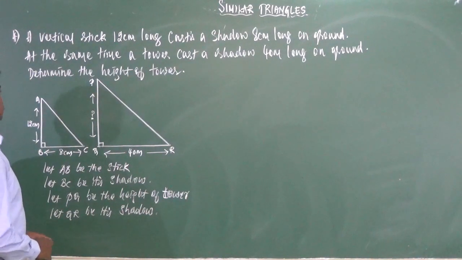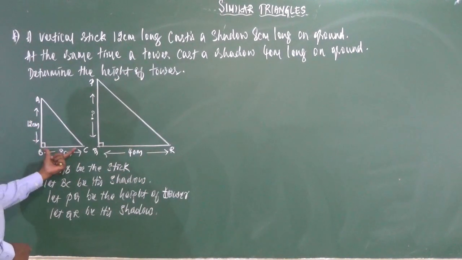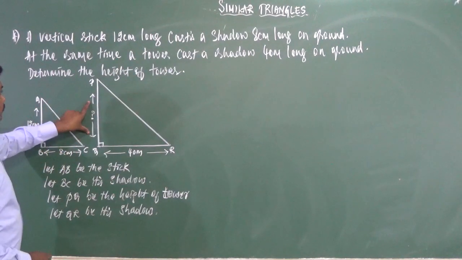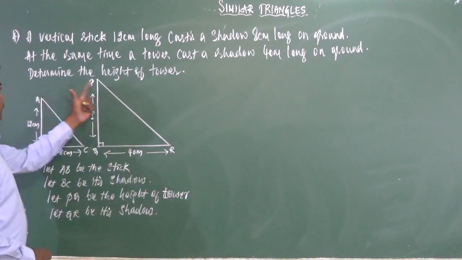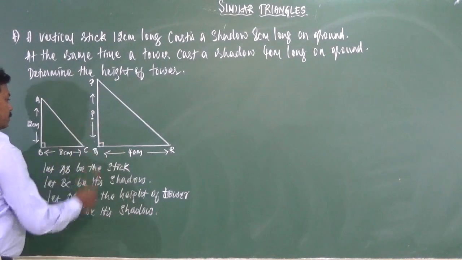Now, a vertical stick 12 centimeters long casts a shadow 8 centimeters long on the ground. At the same time, a tower casts a shadow 40 meters long on the ground. Determine the height of the tower. So you have to find this value. That is the PQ value.